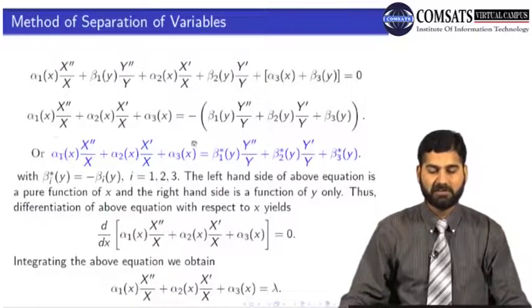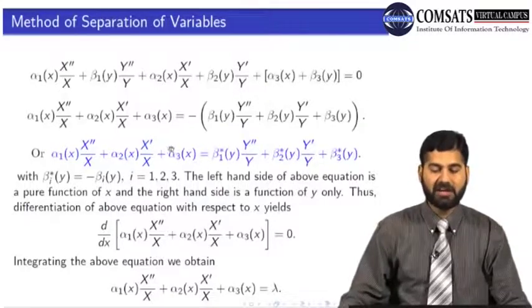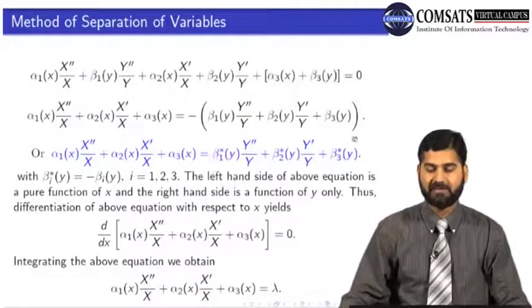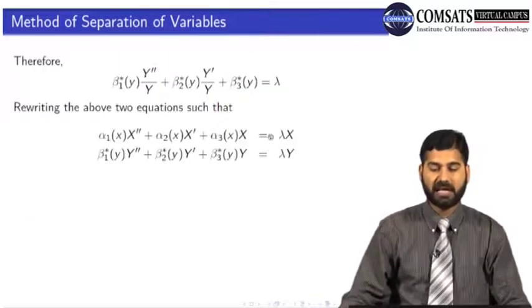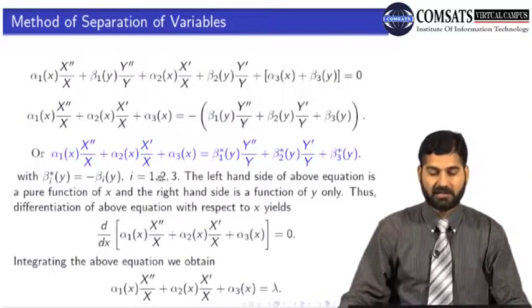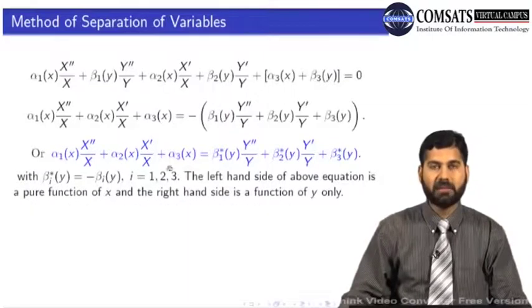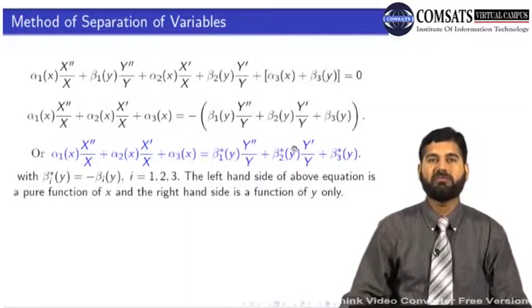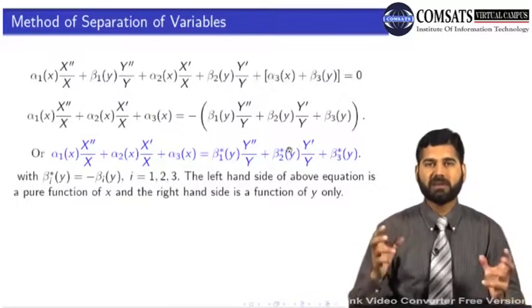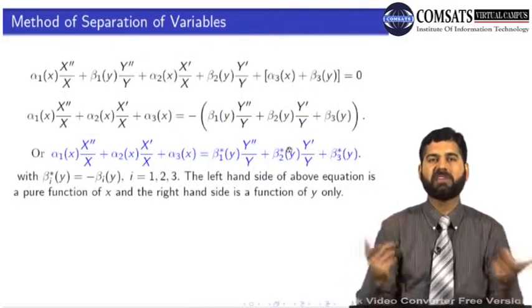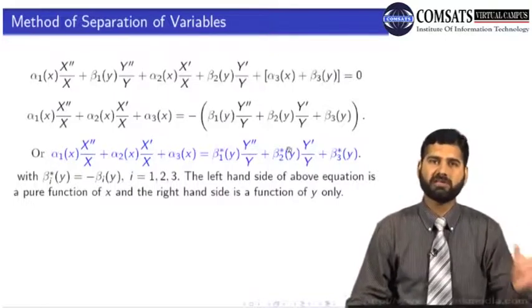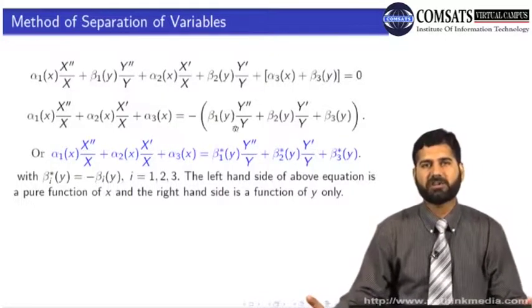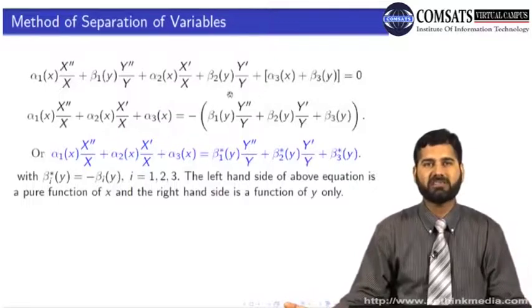Similarly, if I differentiate with respect to y, the left hand side will become 0 and the derivative of this is equal to 0. It means this term is also constant. You can also say that because on the left hand side we have only the x variable, on the right hand side we have only the y variable. So the only possibility they are equal to each other is if they are equal to a constant. Otherwise they won't be equal to each other. A function of x, how can that be equal to a function of y? Only if they both are constants.